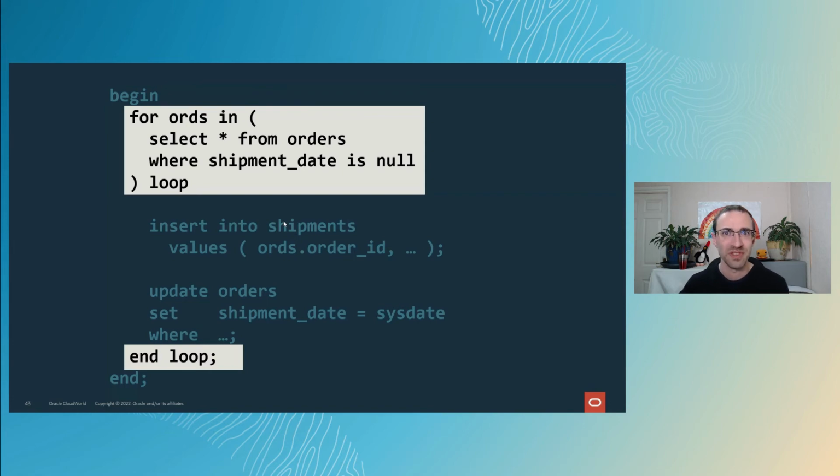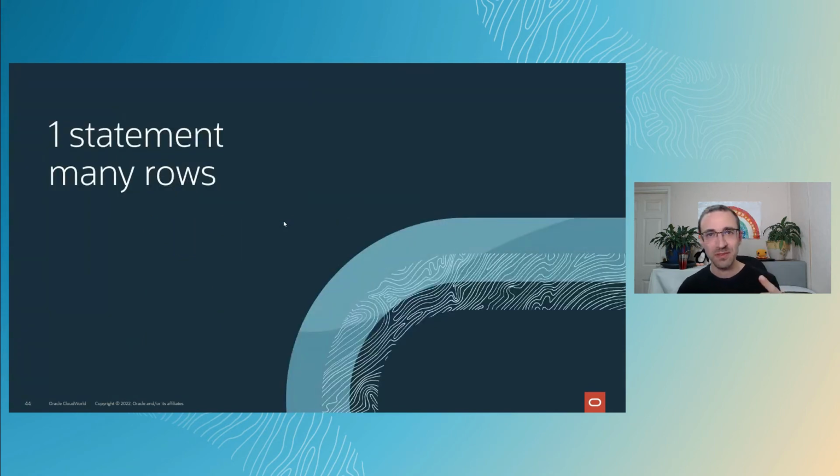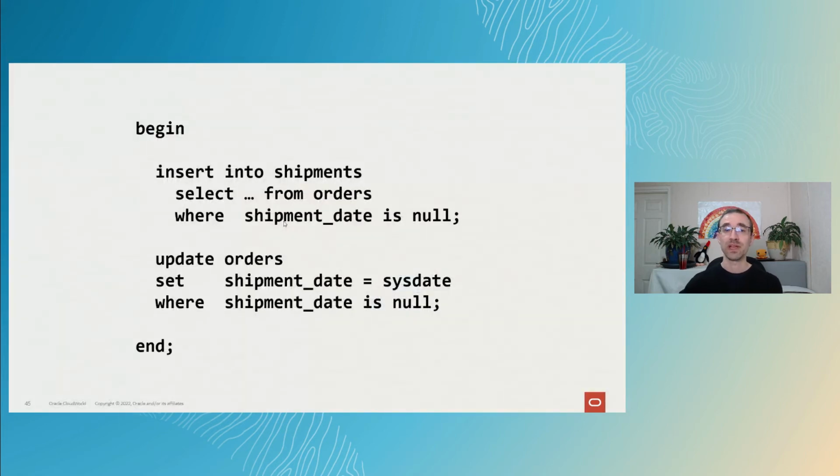So how do we avoid this? How do we stop this? How do we make it faster? Well, the key to fast SQL is to have one statement that processes all the data. So you want to process it all in one execution. So how can we do that? Well, here we need to load the unshipped orders into the shipment table and then mark them complete. So we can do that with an insert, a select, and then a single update to set them.